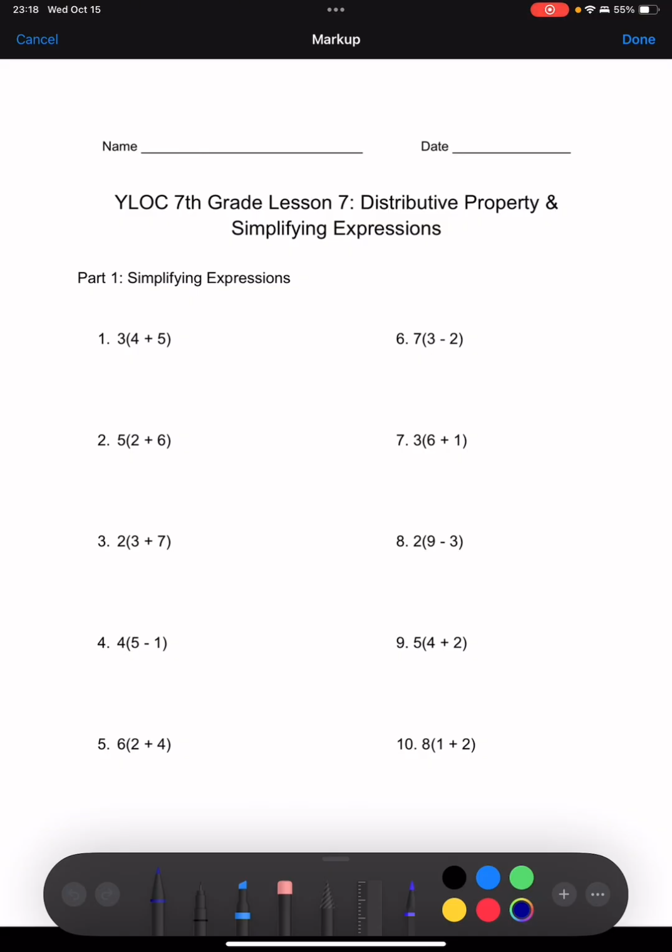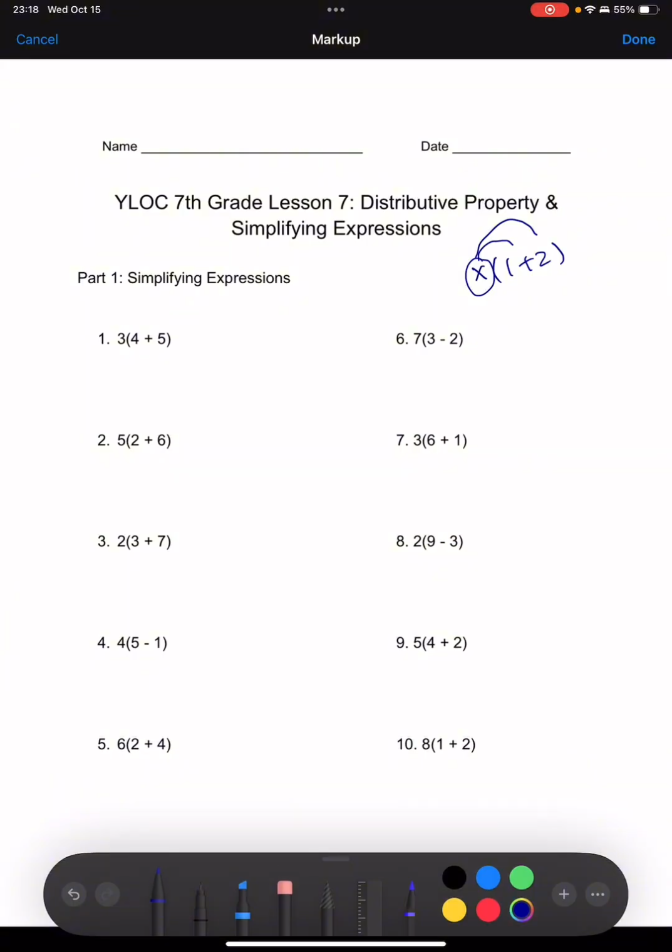Simplifying expressions. So, distributive property, I like to use the fire hydrant method. So we have a variable outside of the parentheses, and inside the parentheses there's numbers, for example. The number or variable outside of the parentheses is the water, and inside the parentheses are the houses on fire. So we have to spread each of the water to the houses in order to get rid of the fire.